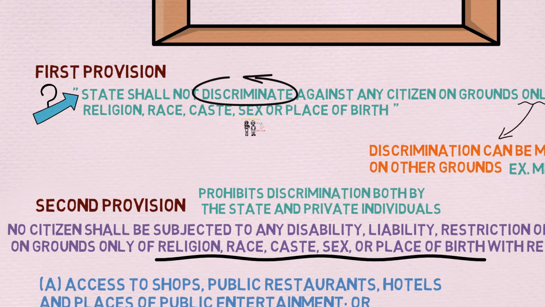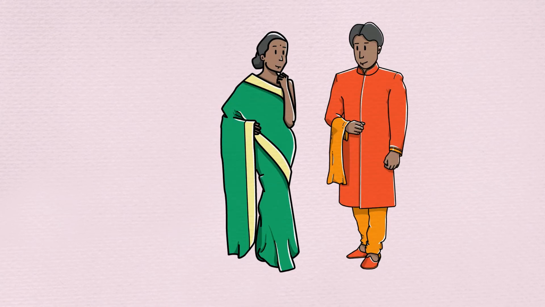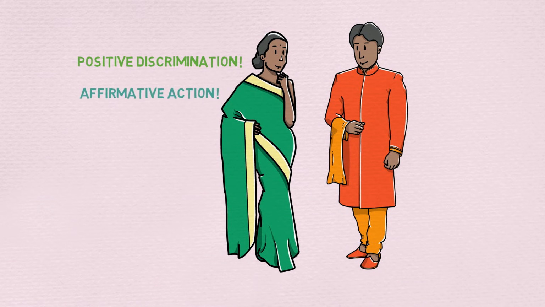So discriminating adversely based on the above grounds is wrong, but the state should also work on bridging the gap that has been created due to historical injustices. For example, men and women should be ideally treated equally, but position of women in society is still lower than that of men. So the state must take some additional measures to advance their position, a positive discrimination in favor of women. This is also known as affirmative action.